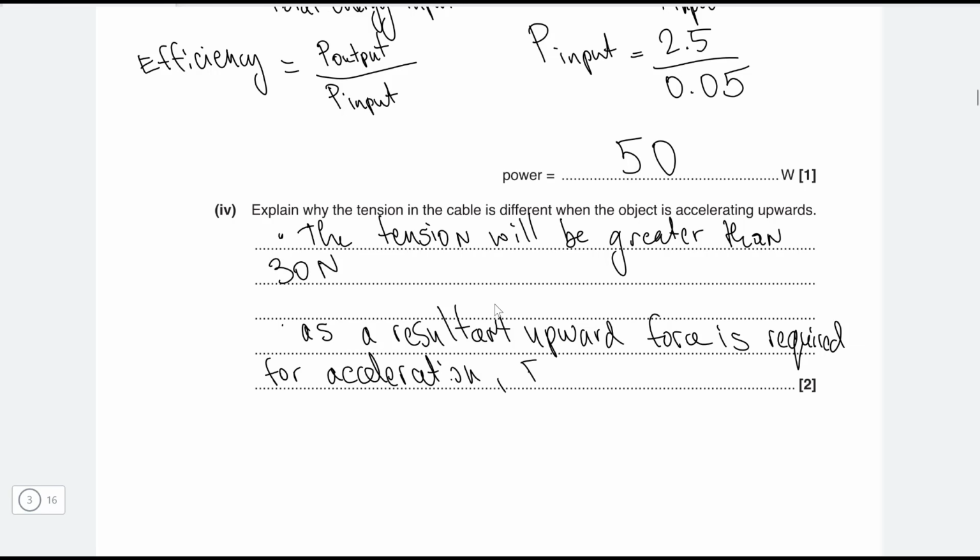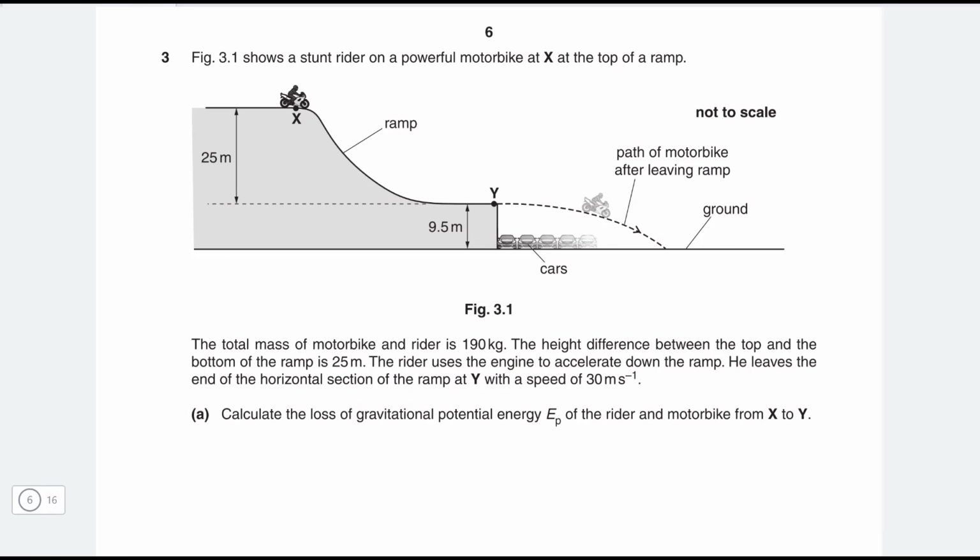This is simply because the net force acting on an object is equal to mass times acceleration. Okay, on to the next question. Once again, the link to all of these questions is in the description of this video.